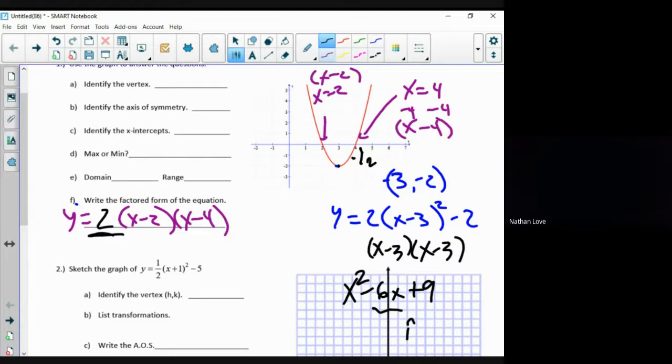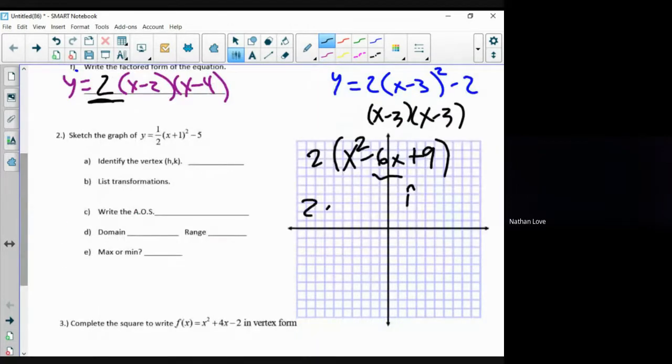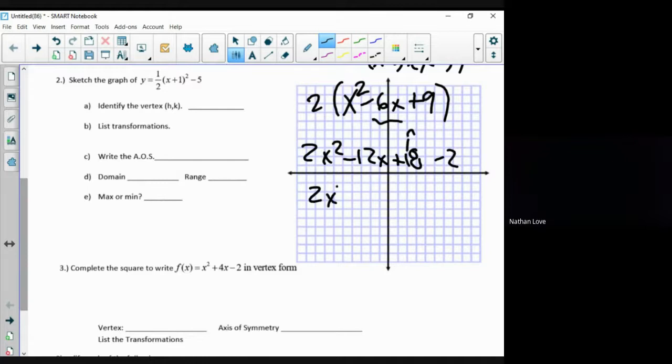All right. Then I would multiply everything by 2, which means I will have to double everything, which would be 2x squared minus 12x plus 18. And don't forget the minus 2 over here. I had some of you guys forget the minus 2. So you get 2x squared minus 12x plus 16.